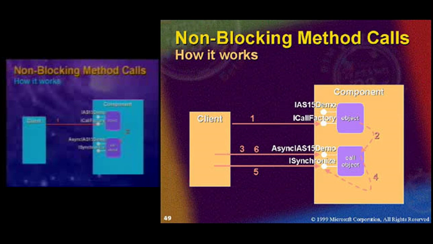The implementation of createCall is going to create a call object that implements the asynchronous interface that corresponds to the synchronous interface provided by your object. And it also has to implement another new standard interface called iSynchronize. And there are some other optional interfaces that your call object can implement, but those are the two that you have to implement.